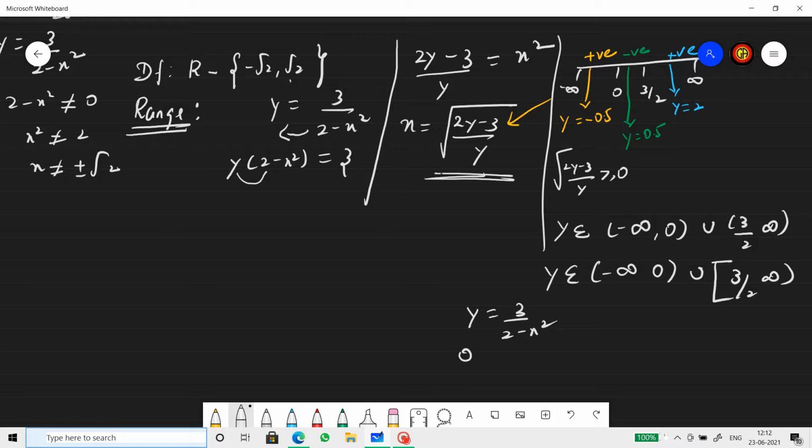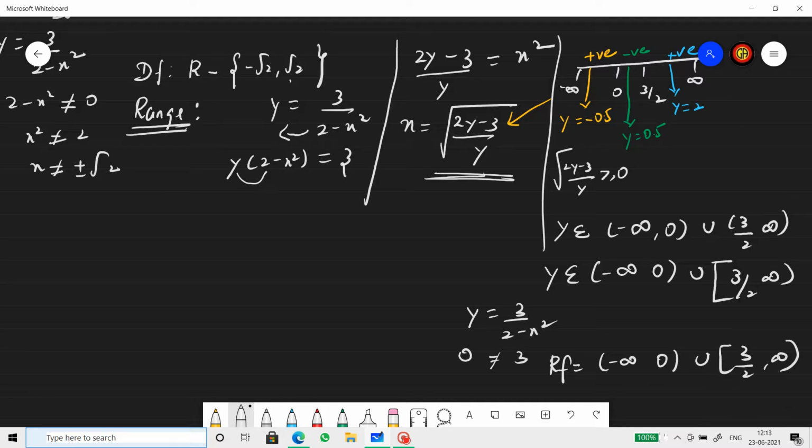If I substitute y as 0, what do I get? I get 0 equals 3. That's complete nonsense, isn't it? 0 is not equal to 3. Hence, there cannot be any x value that can give y as 0, right? Hence, the range of the function is minus infinity to 0 union 3/2 comma infinity.